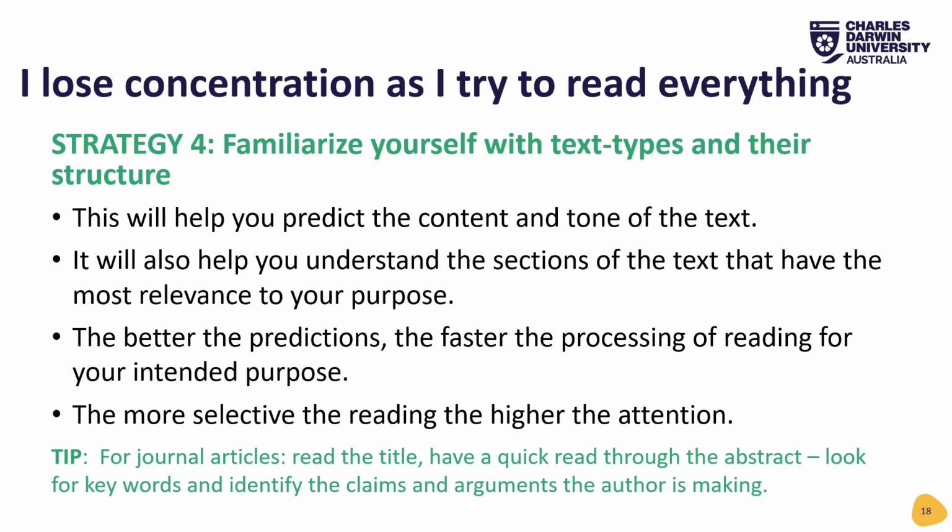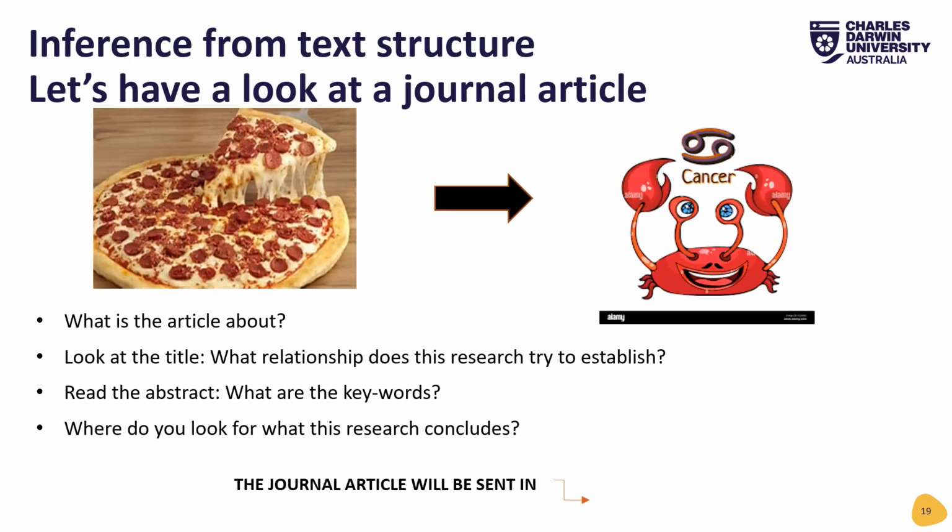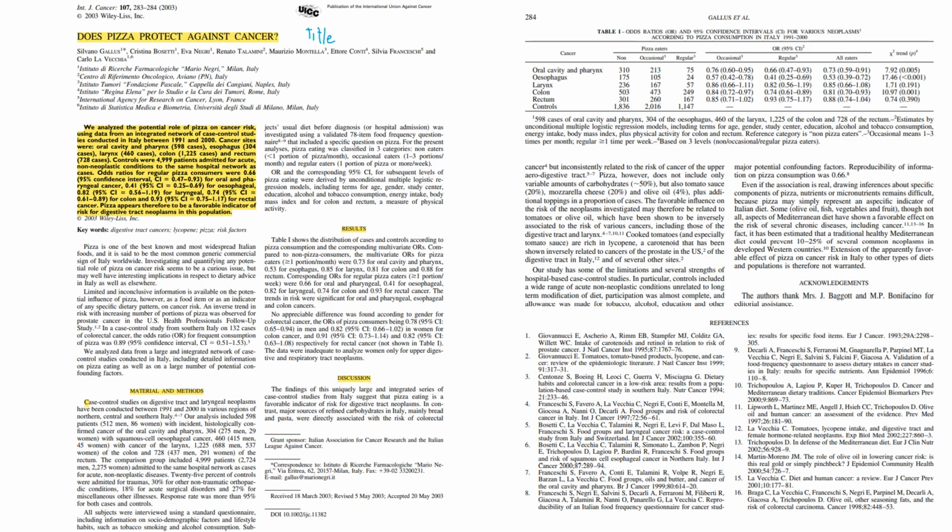For journal articles, for example, read the title, have a quick read through the abstract, look for keywords and identify the claims and arguments the author is making. Another look at the images and let's infer what the article is about. Look at the title. What relationship does this research, which we'll see in the next slide, try to establish? Let's read the abstract. What are the keywords in the abstract? Where do you look for what this research concludes? And this is the peer-reviewed article.